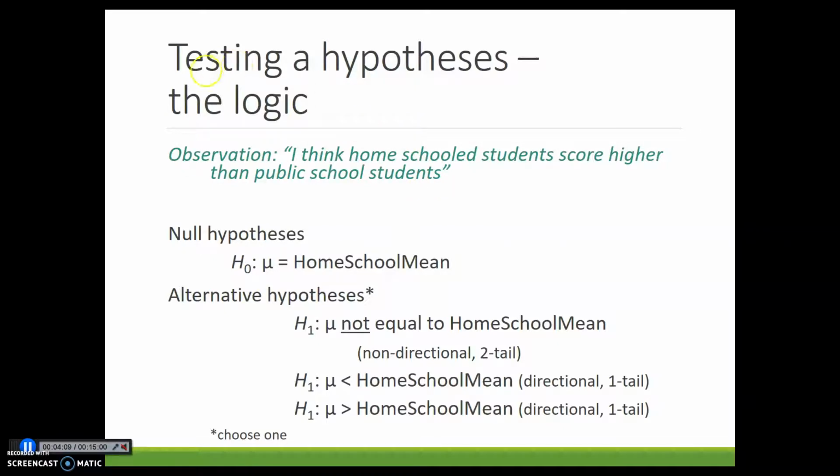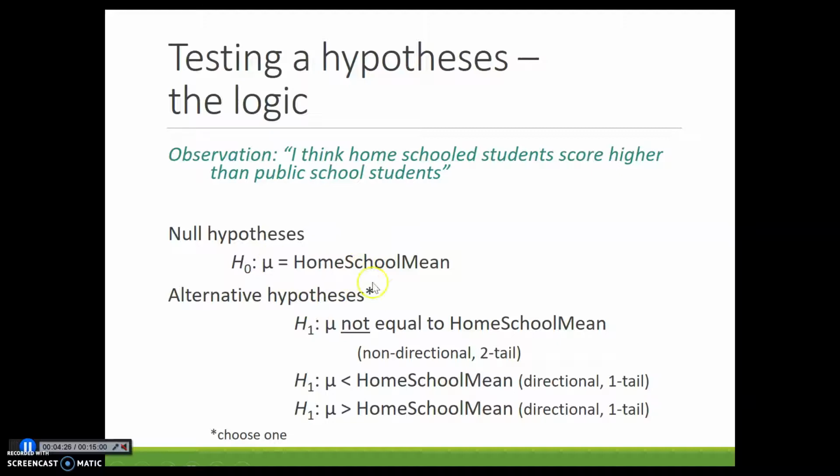And so the population mean is equal to the homeschool mean. That right there says that there's no difference between the population and the sample. They're the exact same. My alternative hypothesis, I actually have 3 different options. You're going to choose one.